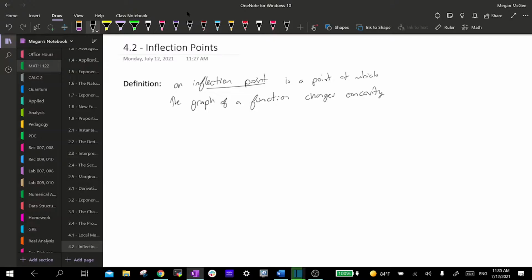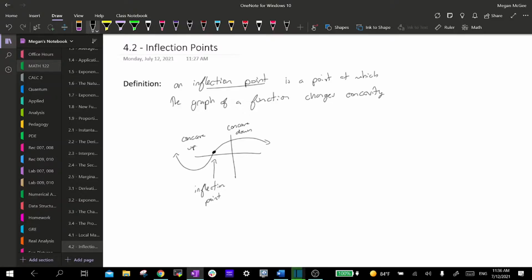Alright, so for example, if we had a function that looked something like this, then at roughly this point right here, we change from being concave up on the left-hand side to being concave down on the right-hand side. Alright, so this point would be an inflection point.